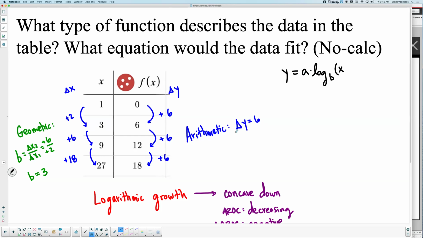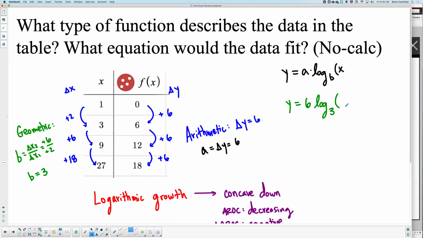The a value is your delta y. Delta y is your a. A is equal to delta y, which means it's equal to 6. So in this case, our equation would be y equals, what's our a? 6 log, what's our base? 3. Okay, now let's do the math.